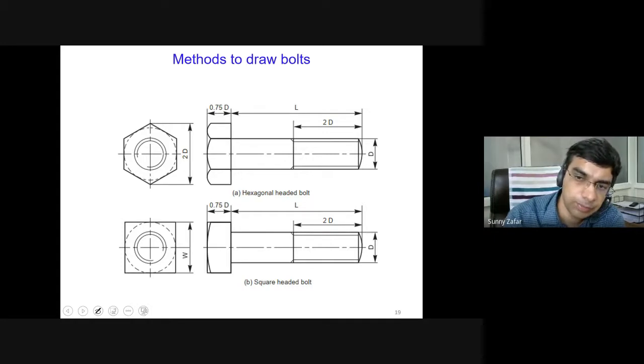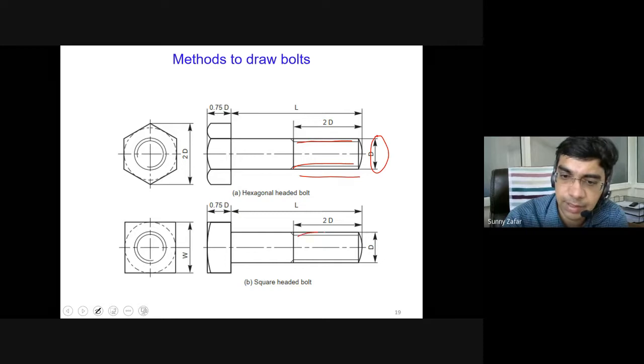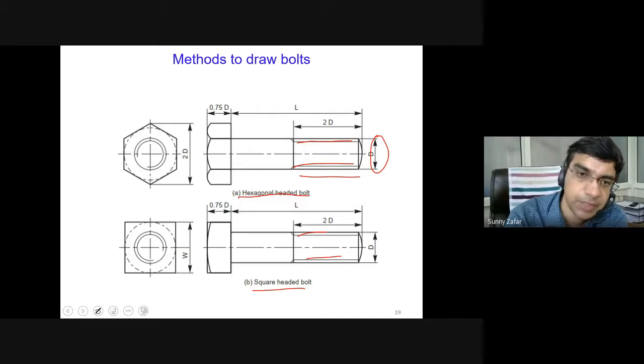Next is the bolt. The dimension of the bolt is decided based on the given diameter of the hole. As shown here, the surface of the bolt is externally threaded. Similarly, it is done here. This is a hexagonal headed bolt, and this is a square headed bolt. All other dimensions come in proportion to the diameter, so this can be taken into consideration while drawing the bolt. More clarity will be provided in the practical part.